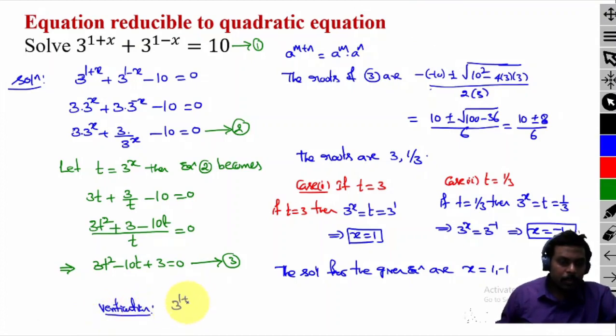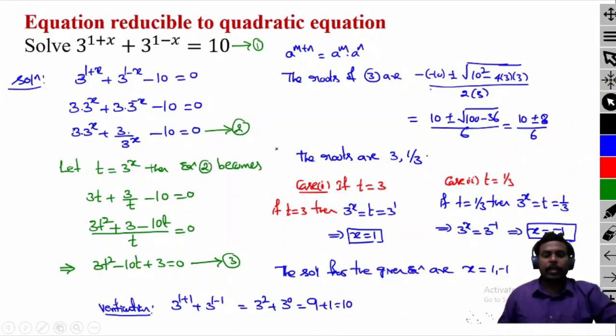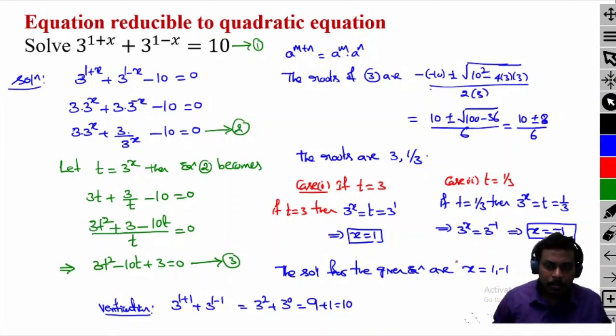So it is 3 to the power 1 plus 1 plus 3 to the power 1 minus 1 is equal to 3 square plus 3 to the power 0 is equal to 9 plus 1, that is equal to 10. Similarly, if I substitute minus 1 also, I will get the same result. So this solution is correct actually. So let me box my solution.